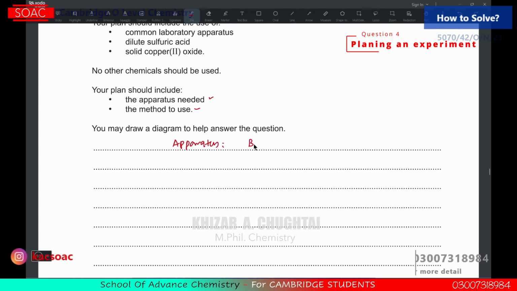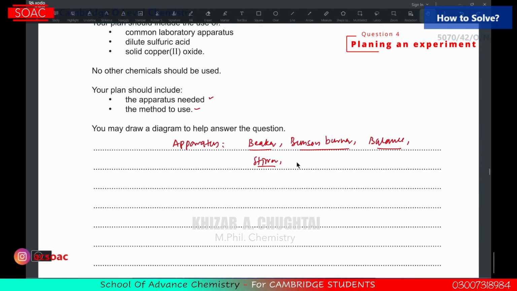There must be a beaker, and there may be use of a Bunsen burner. And we are using the solid copper oxide, which is used in excess. There may be the use of a measuring balance and a stirrer for proper shaking, and for filtration, the filter paper.